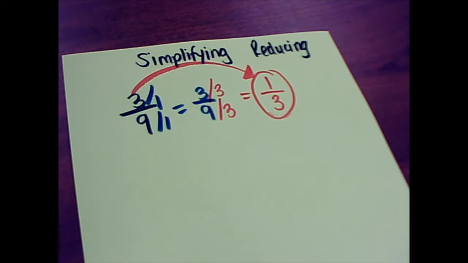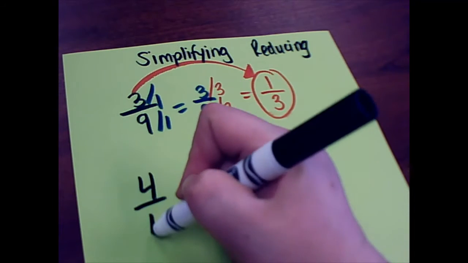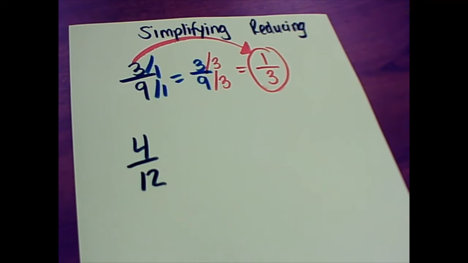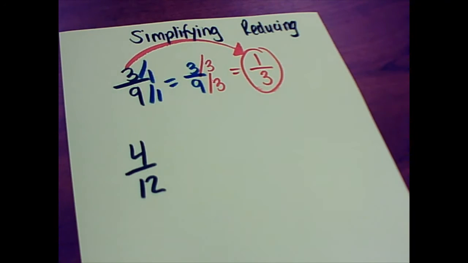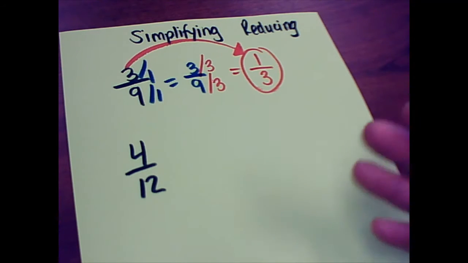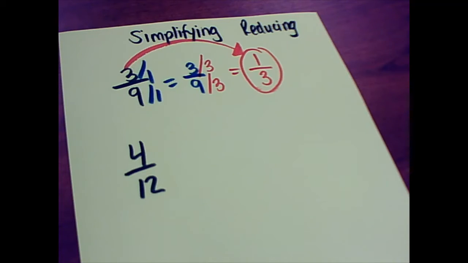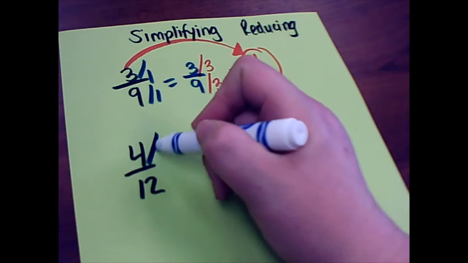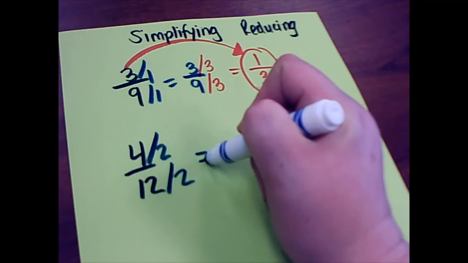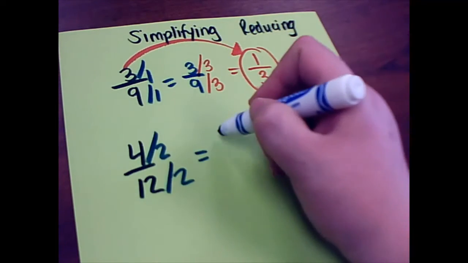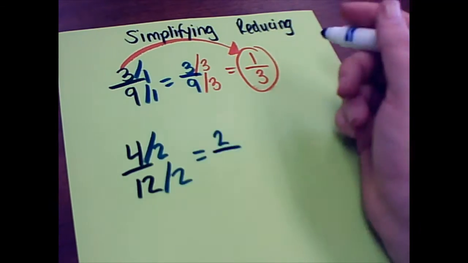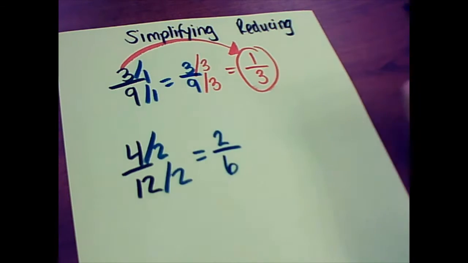I may also have something like 4/12. And whenever the numerator and the denominator are both even, we know that there's going to be at least the number 2 that's going to go into both of them. So let's try with 2. Divide by 2, divide by 2. 2 goes into 4 2 times, and 2 goes into 12 6 times.